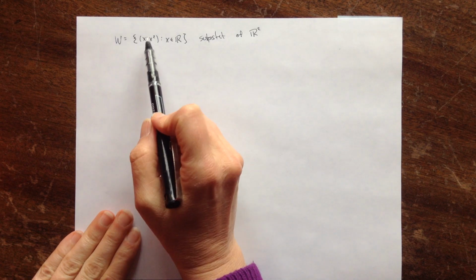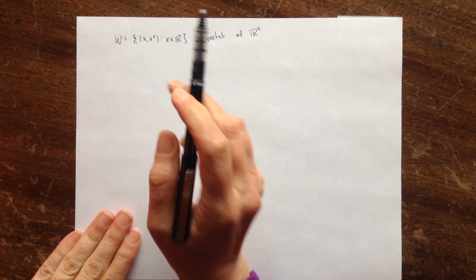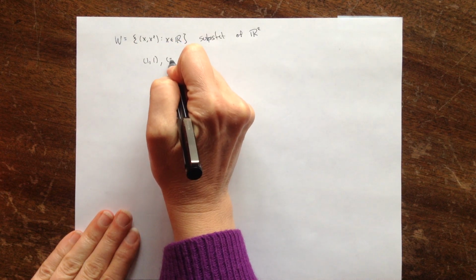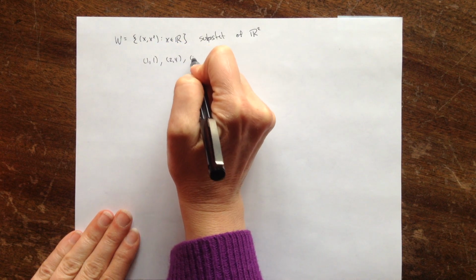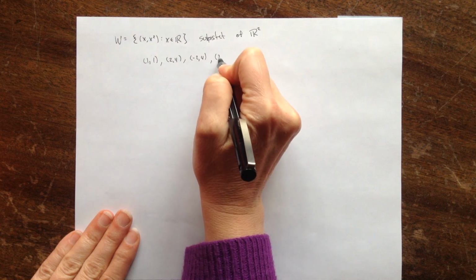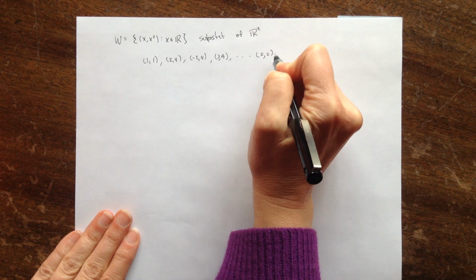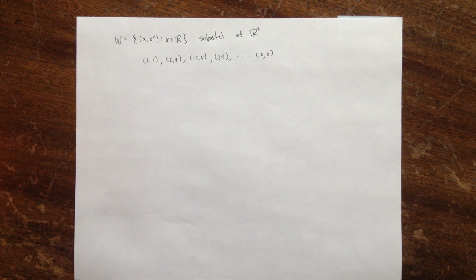So in order to be in W in this case, your first coordinate can be anything, the second coordinate has to be that thing squared. So like 1, 1 is in W, 2, 4 is in W, negative 2, 4 is in W, 3, 9, etc. 0, 0 is also in there. So the 0 vector is in there.